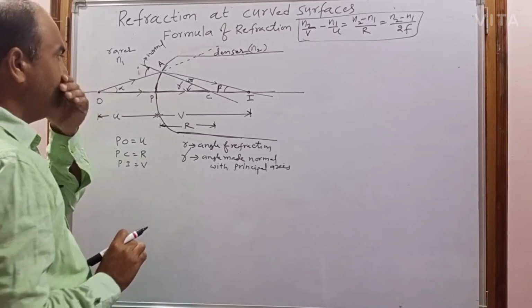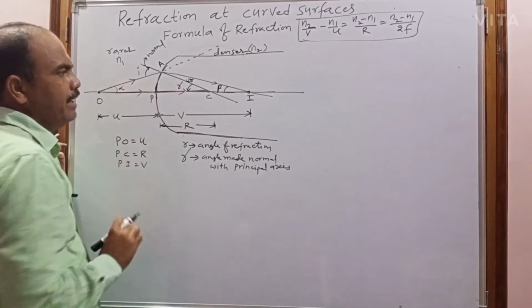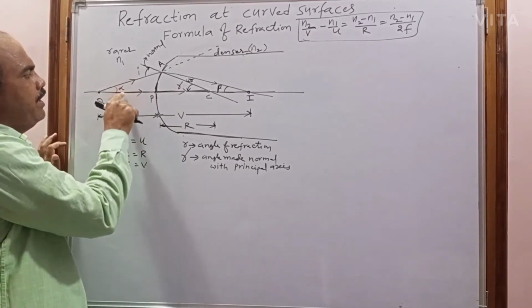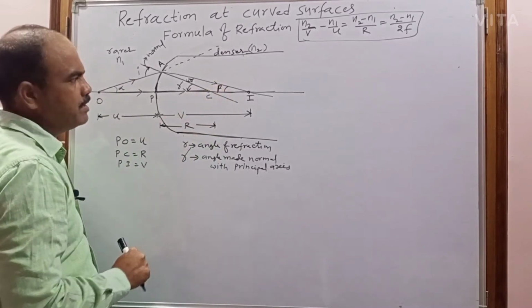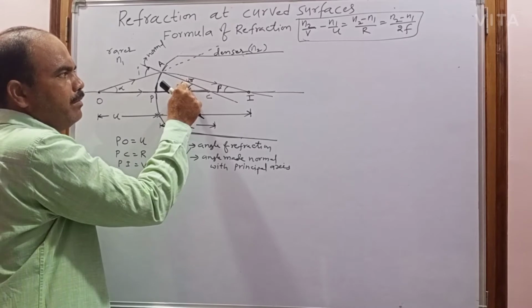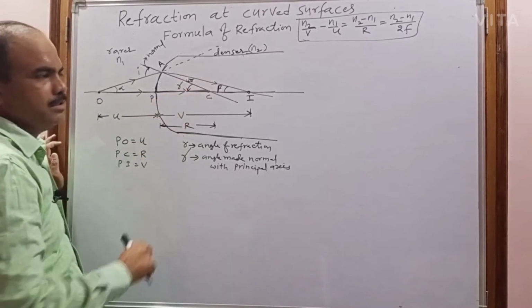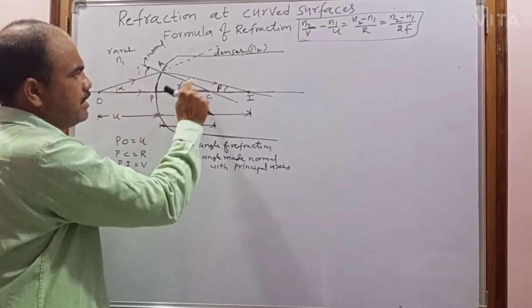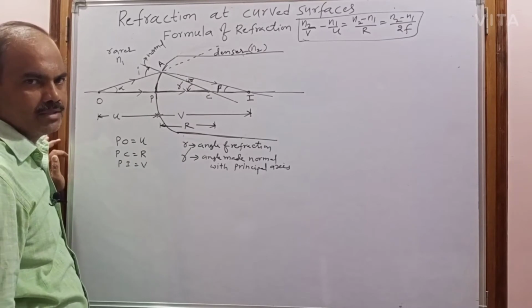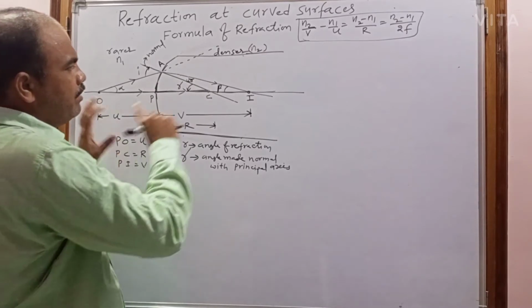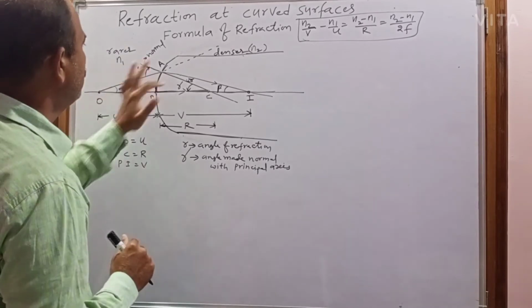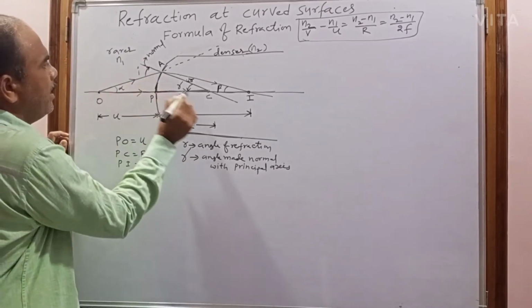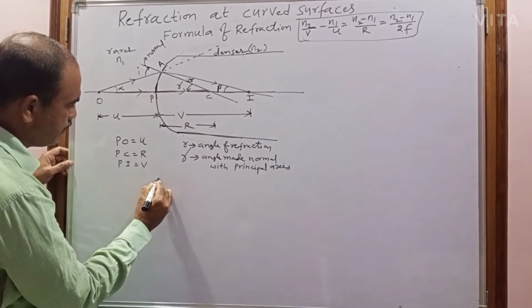So now, alpha is the angle made by the incident ray with the principal axis, beta is the angle made by the refracted ray with the principal axis, gamma is the angle made by the normal with the principal axis, I is the angle of incidence and r is the angle of refraction. When I form this image, you get the triangles here. One is triangle OAC. I am drawing it here.